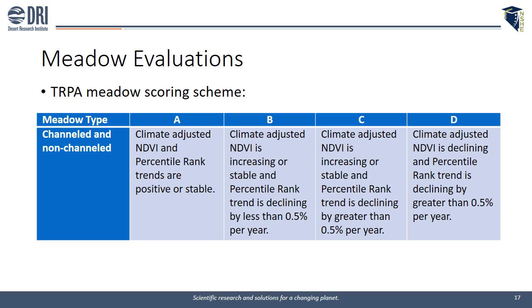And that's how TRPA is using it. This is TRPA's meadow scoring scheme that they're using as a component of meadow surveys. And so as we go forward in time and we get more data from these meadows and we get more data from the other components of the surveys to compare to, we can refine this scheme and target it more for the specific management needs of TRPA going forward.